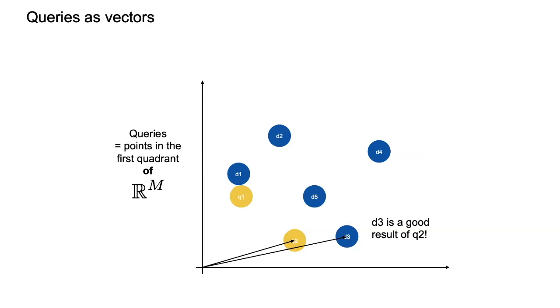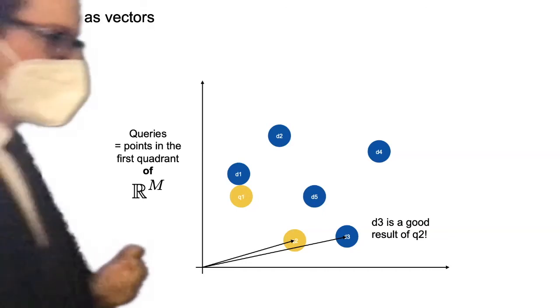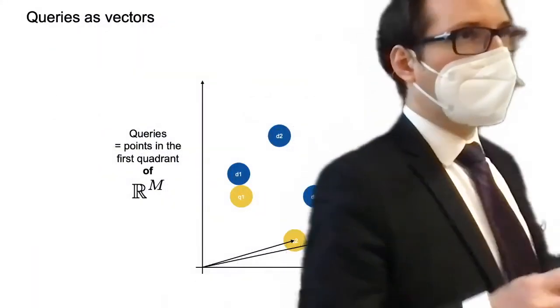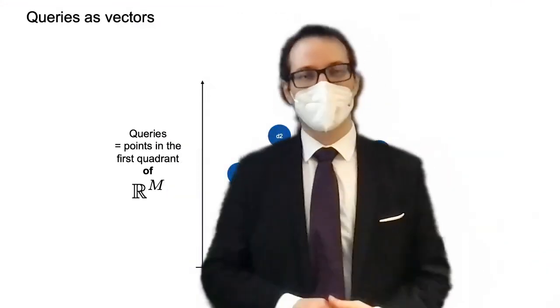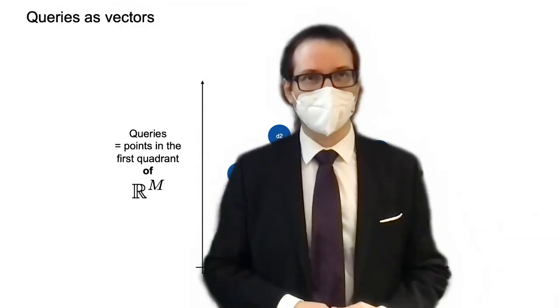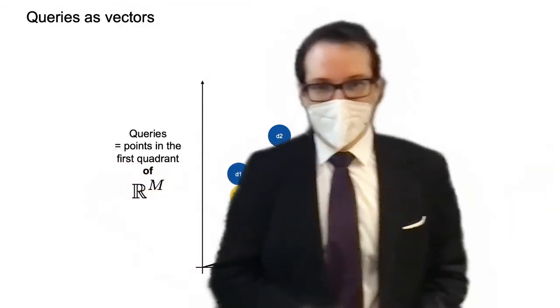This is the beauty of that system, is that resolving, like finding the solutions of a query, the results of a query, just comes down to computing the dot products between the queries and the documents, and to find the documents that have the highest dot products. That's pretty much it.